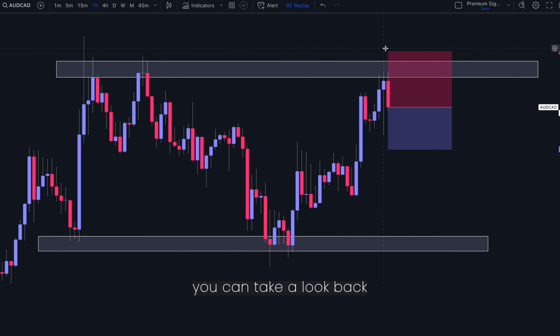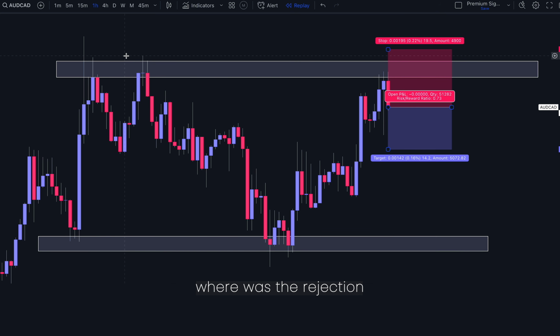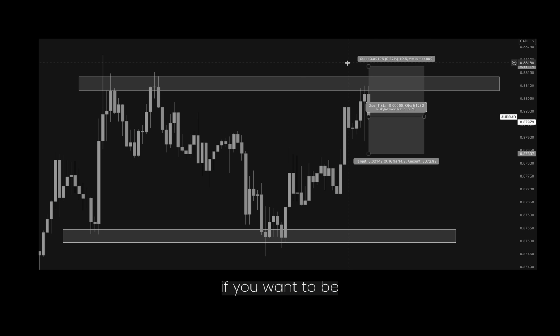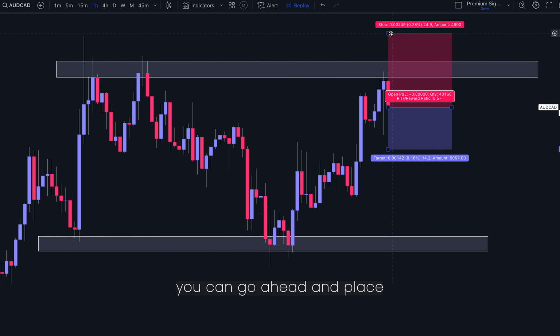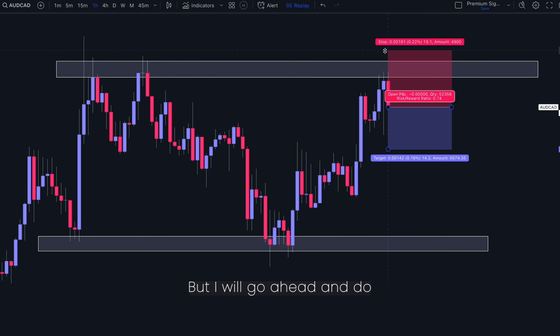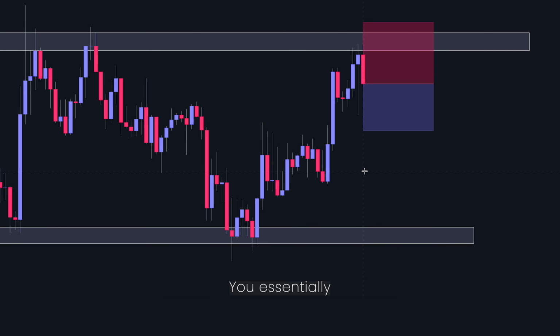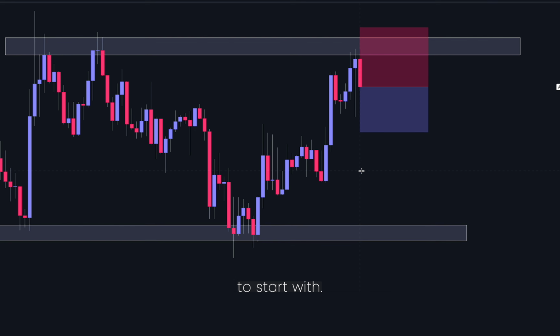Of course, you can take a look back and see where the rejections of the wick were, so just around here. But of course, if you want to be extra safe, you can go ahead and place it above this highest wick rejection just over here, but I will go ahead and do just as for the first option. And for your profit target, you essentially aim for the support, or you can use a fixed risk to reward ratio based on your risk management strategy. So 1:2 or 1:3 is a pretty good choice to start with.